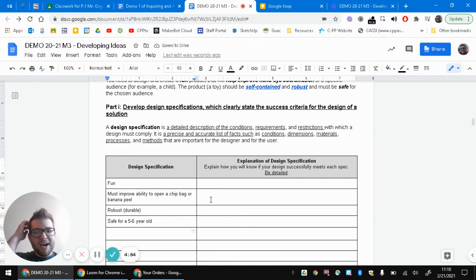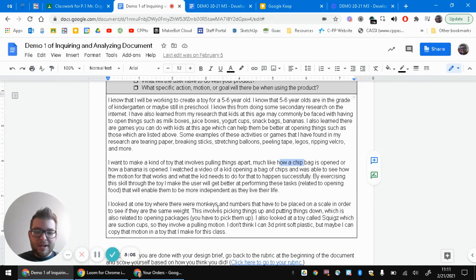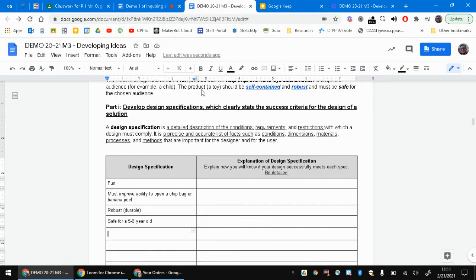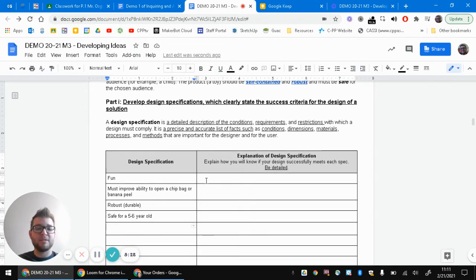So I have already hit on a lot of the specifications. You can do like 4 or 5 of these, which is good. The more specific things you set out for yourself, the better. Looking back over here, I looked at toys that have monkeys, involve picking things up and putting them down, squigs with suction cups, a pulling motion. There's other things that I can include here, but for the sake of this demo video, I'm just going to leave it at this. But you guys can add as many design specifications as you want. Make sure you get a couple of them, though. We don't just want like 1 or 2. That's not a bunch of design specifications.